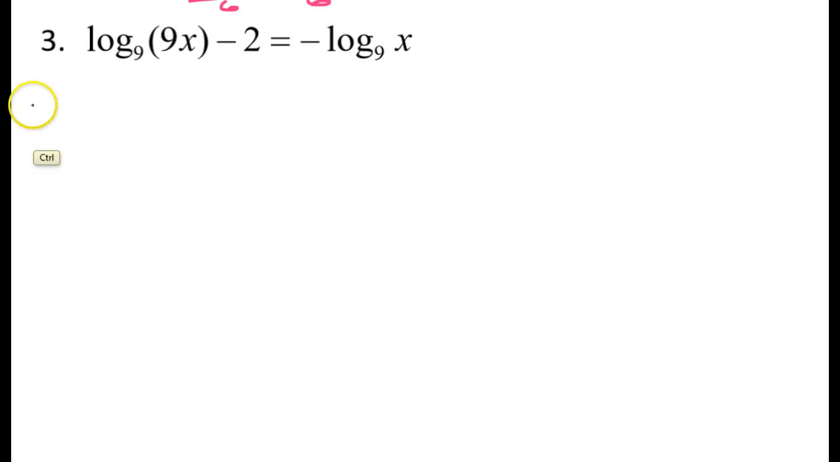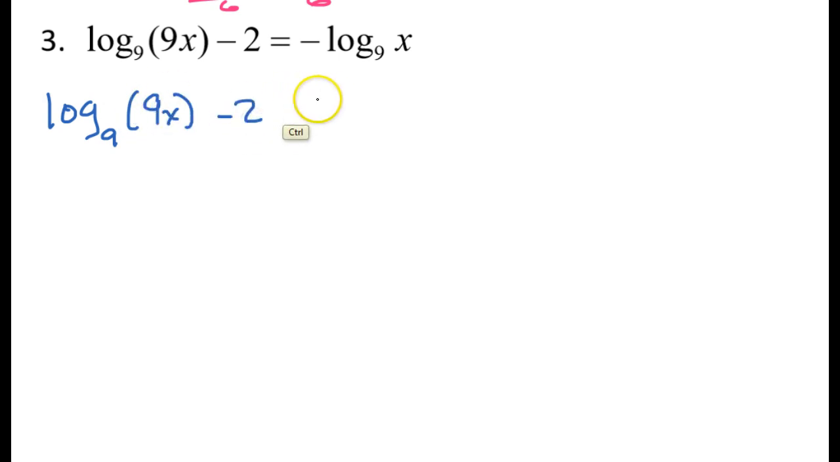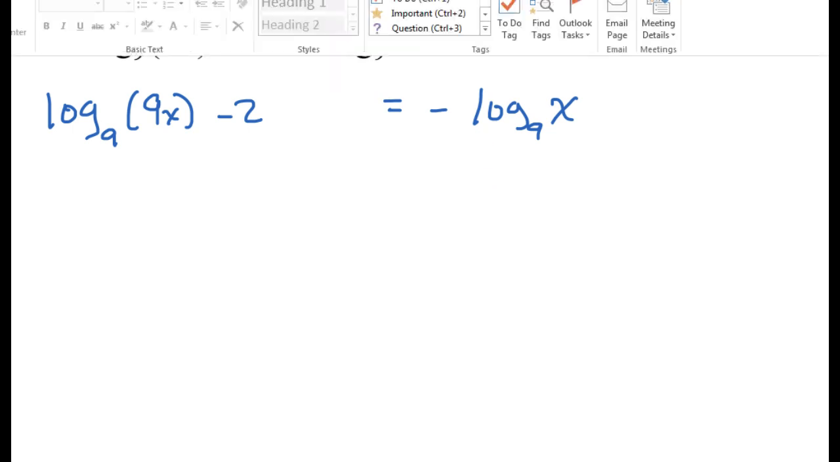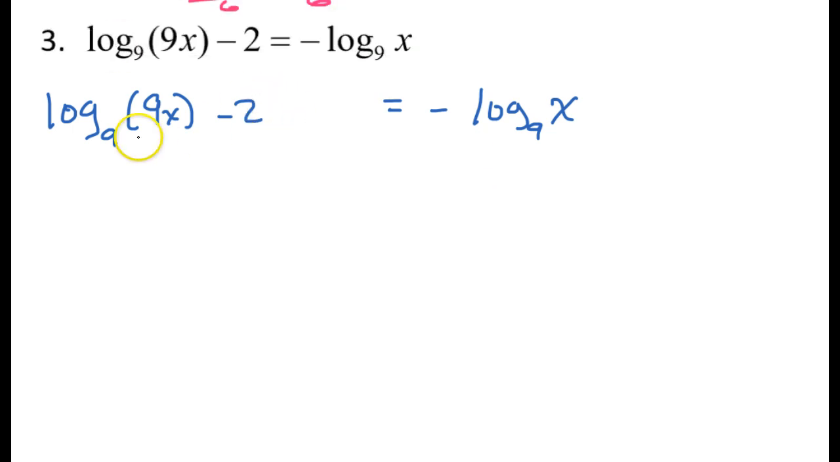Alright, let's try the same strategy on number 3. So I will start by spreading things out a little bit. Alright, here's where I'm going to leave the space. Negative log base 9 of x. So the first thing I'm going to do is I see that we're dealing with base 9. So I'm going to write log base 9 of 9 because I know that has a value of 1, so I didn't change anything. I'm also going to use the power rule because this is really like a negative 1.